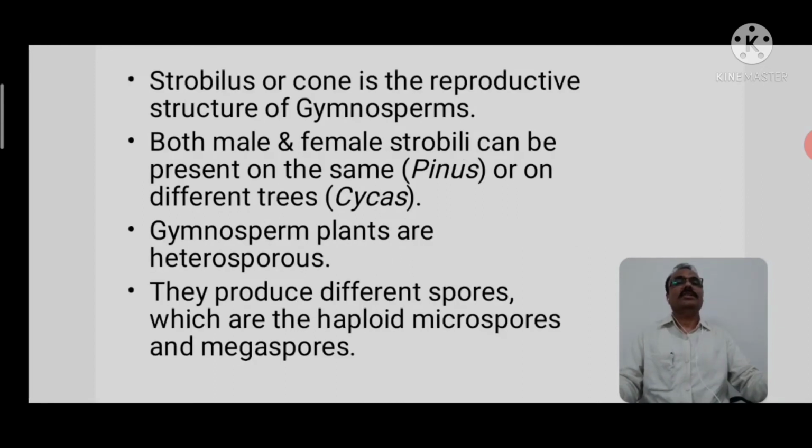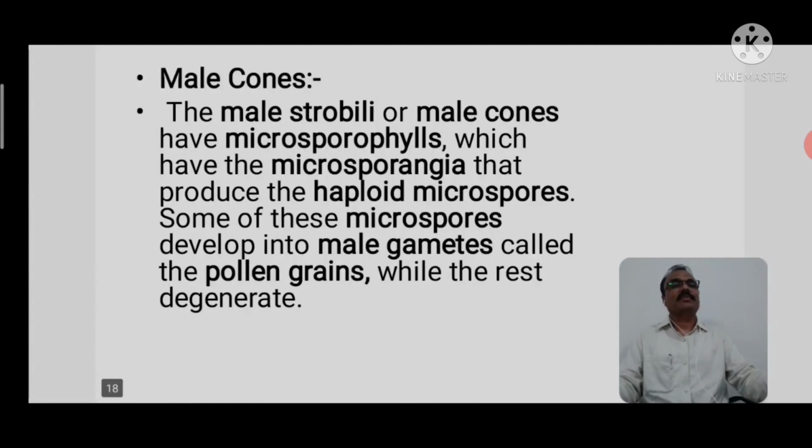Reproductive organs. The strobilus or cone. Both male and female strobili can be present on the same plant, as in Pinus, which is monoecious, or on different trees, as in Cycas, which is dioecious. Gymnosperms are heterosporous. Heterospory means two types of spores are present, microspores and megaspores. They produce different spores, which are the haploid microspores and megaspores.